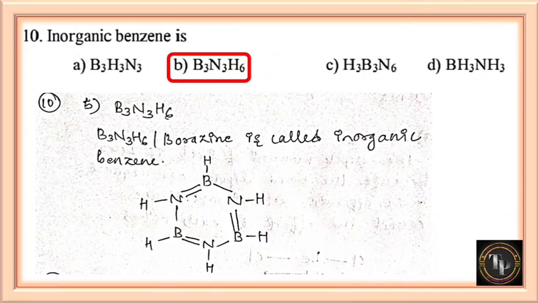6 H are there, and instead of 6 carbons you will have here 3 boron and 3 nitrogen. 3 double bonds are there. Everything is same like a benzene only, but there is no carbon, hence it is called inorganic, absence of carbon. The name of this compound B3N3H6 is borazine.